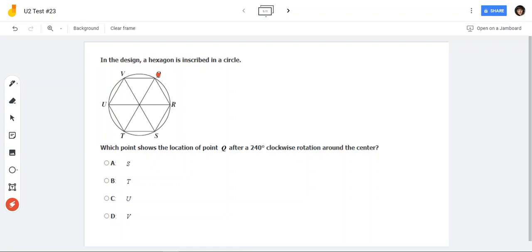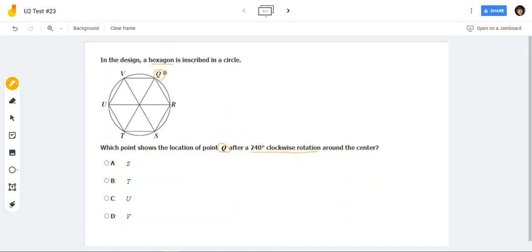So in the design, a hexagon is inscribed in a circle. Which point shows the location of point Q after a 240 degree clockwise rotation around the center? Okay, so a couple of important things that we are working with here. First thing, it's a hexagon, so that's important to know. We're looking at point Q after a 240 degree clockwise rotation.